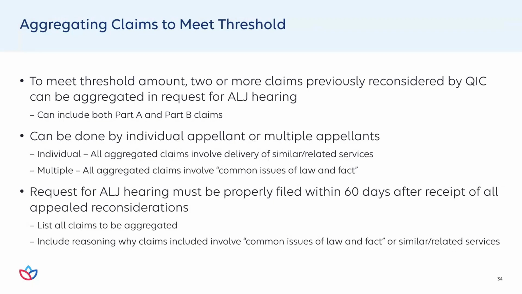Your request for an ALJ hearing must be properly filed, as we mentioned, within 60 days after the receipt of all appealed reconsiderations. You want to list all claims to be aggregated, and you want to also include the reasoning as to why the claims involve common issues of law and fact or similar or related services within that request as well.